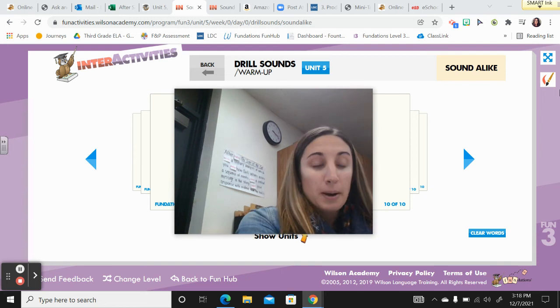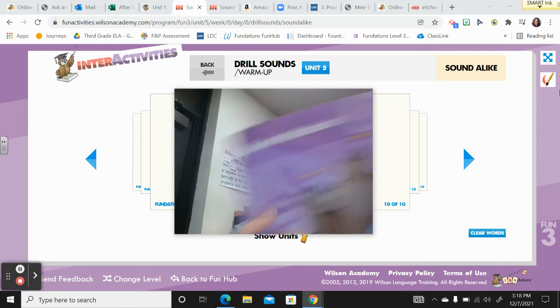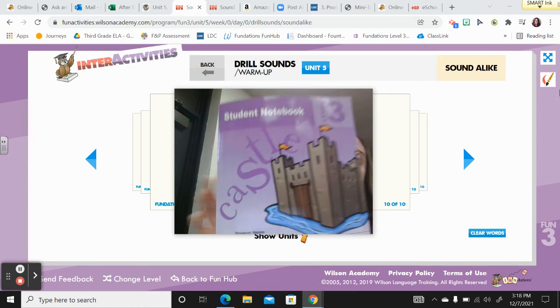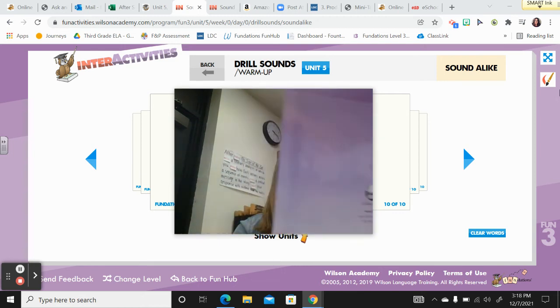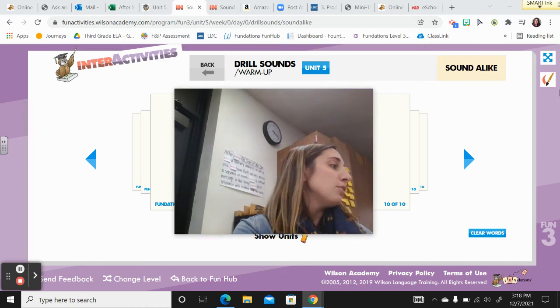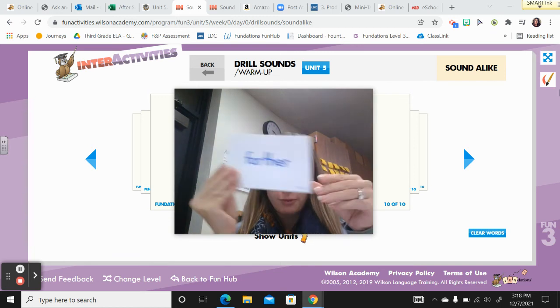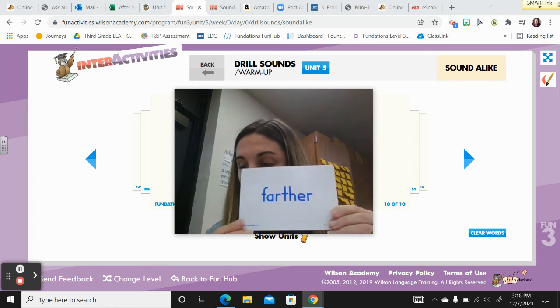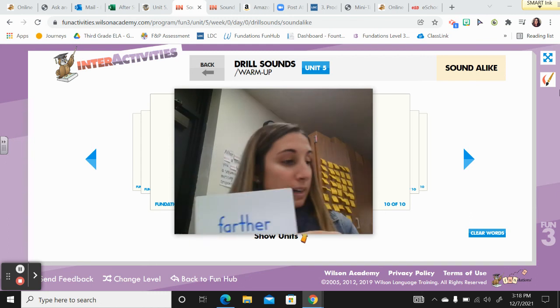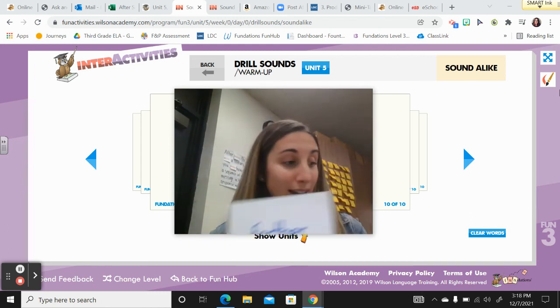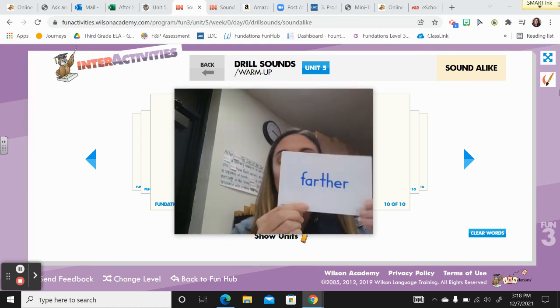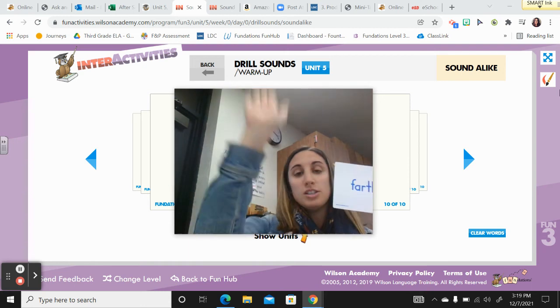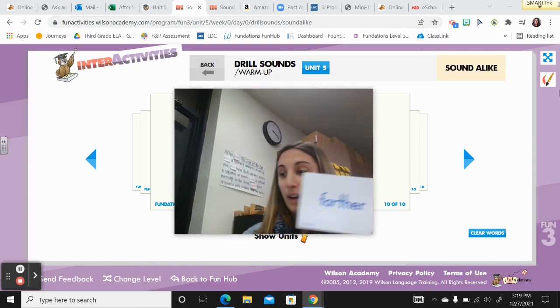Okay, so the next thing third grade we need to do is add these two definitions into your student notebook. Get your student notebook out, go to the sound alike section, and you will see farther first. And I believe that's on page 95. Okay, page 95. Farther is a large distance between objects.